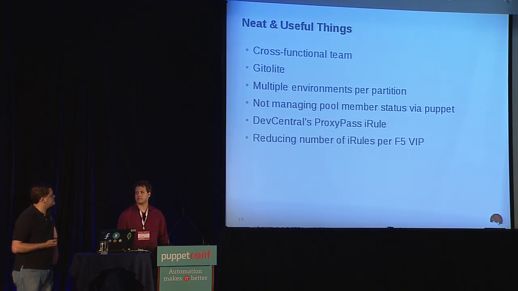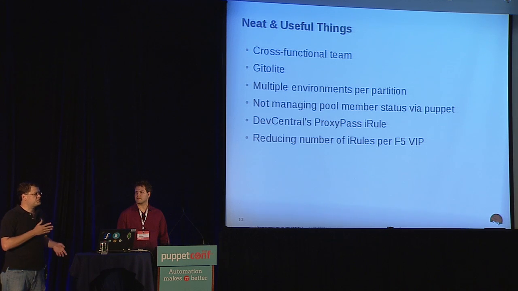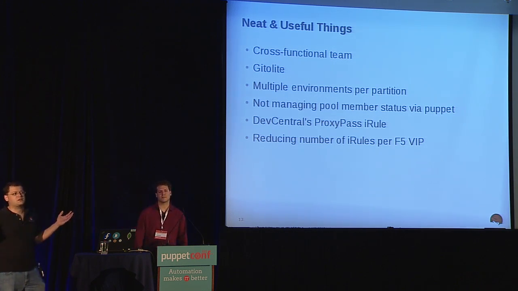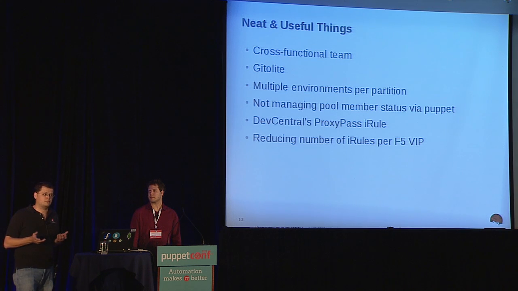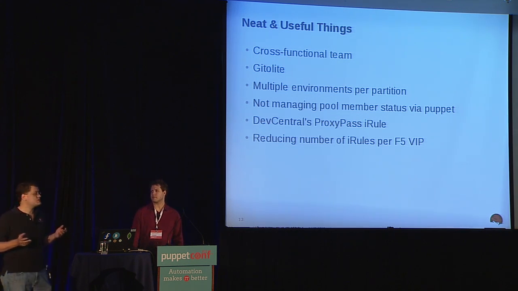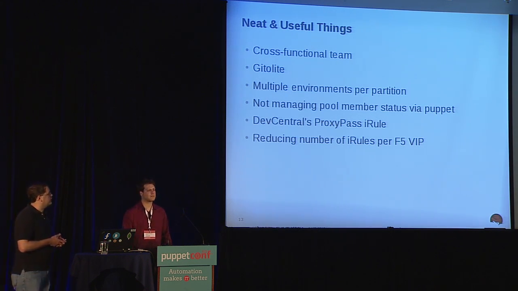So next thing is multiple environments per partition. F5s have partitions. They're a way of segmenting your load balancers from amongst each other. And as somebody mentioned, these things are not cheap, right? So if we're going to scale to double digits, and if you're a larger environment, maybe low triple-digit environments, you need to make use of partitions for segmentation, right? Just to get efficient use of the hardware.